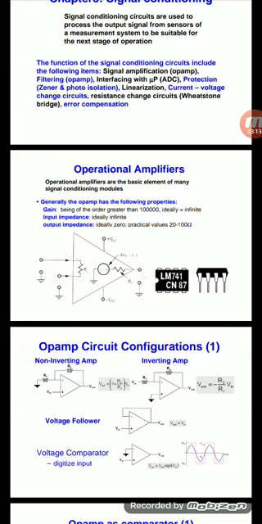This general operational amplifier has the following properties: gain of the order of greater than 1 lakh, ideally infinity, and input impedance. So that means it's a value of 10 to 100 ohm resistors.